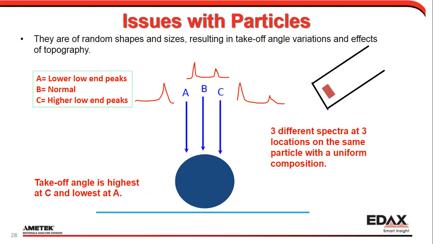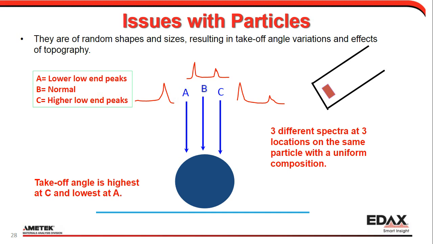Particles are also of random shapes and sizes, resulting in takeoff angle change. Here I'm showing 3 spectra at 3 different locations on the same particle. From location B, this is a flat surface, so it shows a normal spectrum. And location C, where it has the highest takeoff angle, so there is the shortest attenuation length. That means there's less absorption of the low energy X-rays, so we are expecting a higher low energy peak.